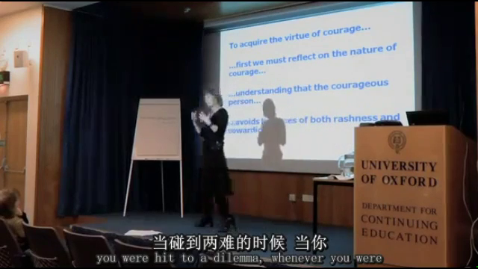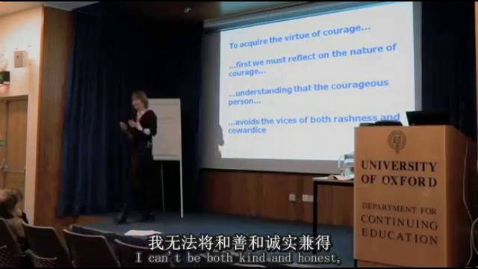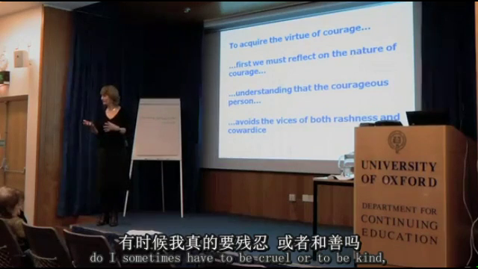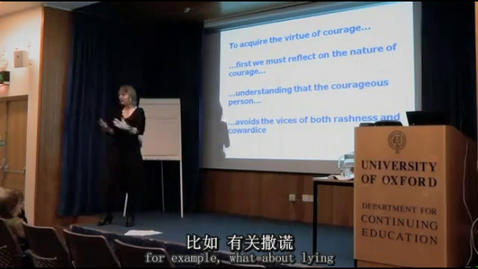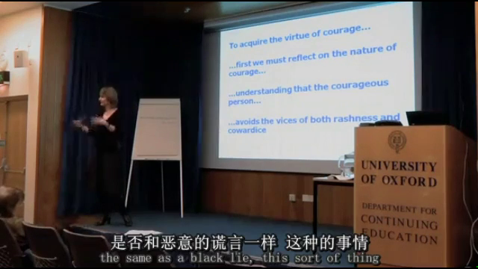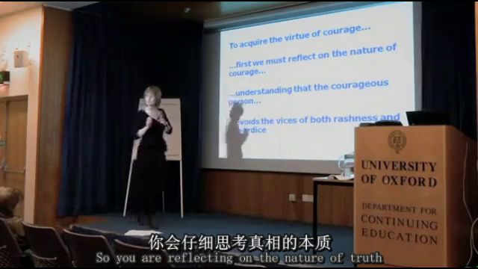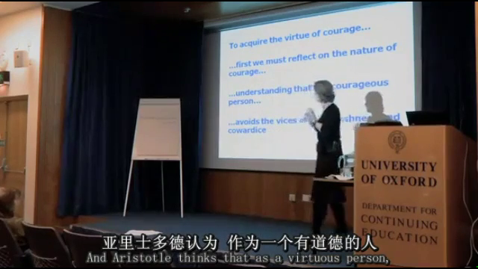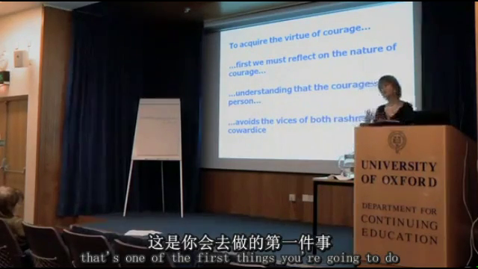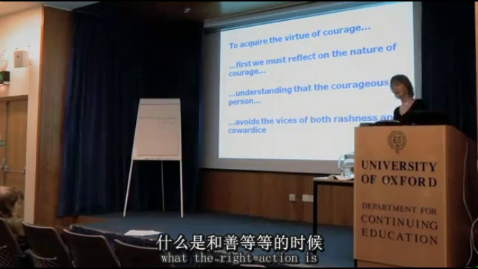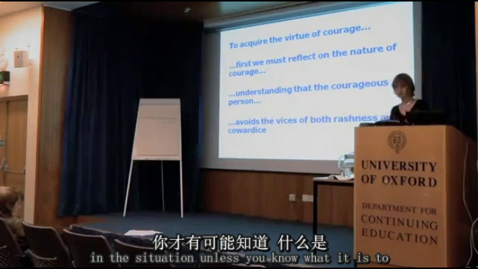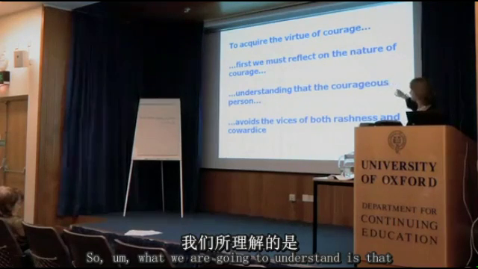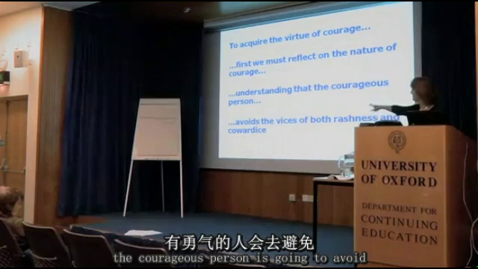Just before I go on to the other bits there, do you remember I said that whenever you're hit with a dilemma, whenever you're forced into a position where you think, oh, I can't be both kind and honest, what am I going to do? You've got to think, well, what is it to be kind? Do I sometimes have to be cruel to be kind, for example? What about lying? Is telling a white lie the same as a black lie? So you're reflecting on the nature of truth. What is truth? What is kindness? And Aristotle thinks that as a virtuous person, that's one of the first things you're going to do, because you can't possibly know what the right action is in a situation unless you know what it is to have courage, to be kind, etc.